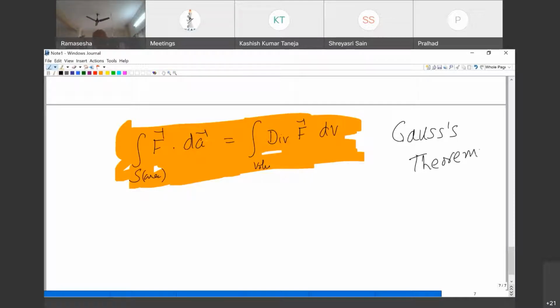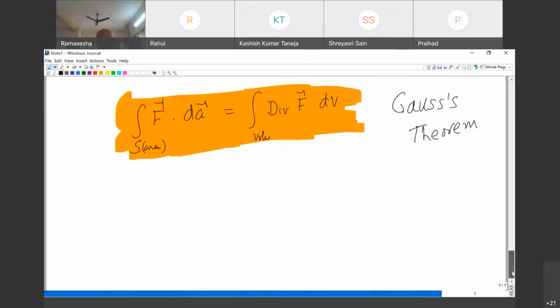Has anyone come across Gauss's theorem? Yes, sir. Anybody had known Gauss's theorem in electrostatics? Okay, good. So now we can also say one more thing: what is Gauss's law?